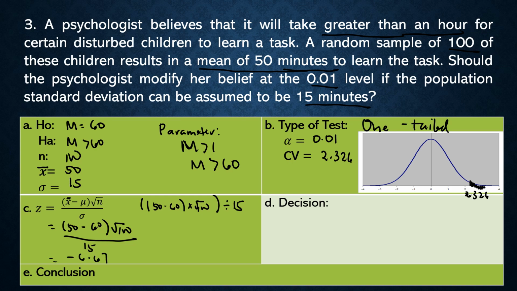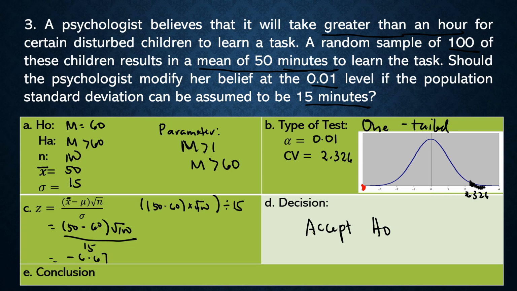6.67. So if we take a look, negative 6.67 is on the leftmost part of the normal curve. And as you can see, the shaded part is on the rightmost part. So therefore, the computed value falls on the acceptance region. So therefore, we can say that our decision will be to accept the null hypothesis.